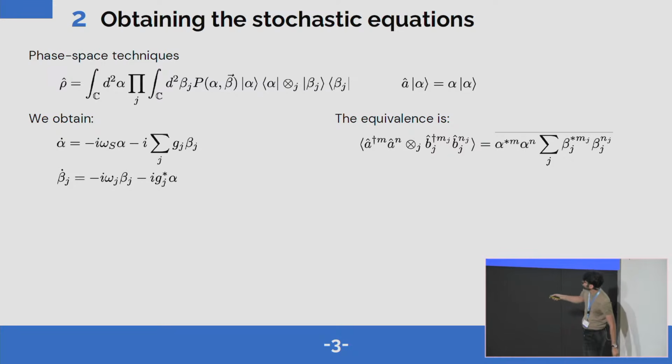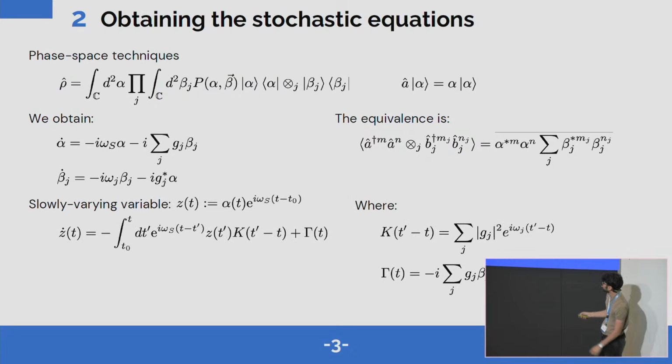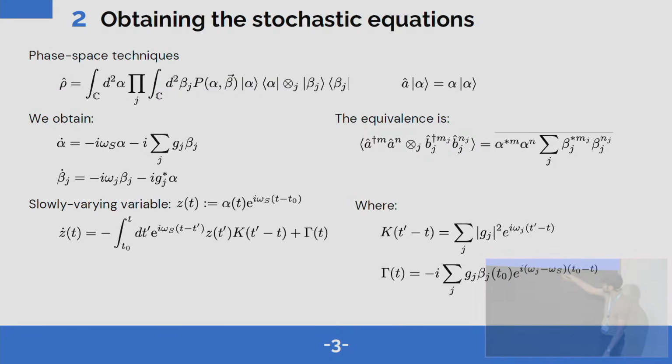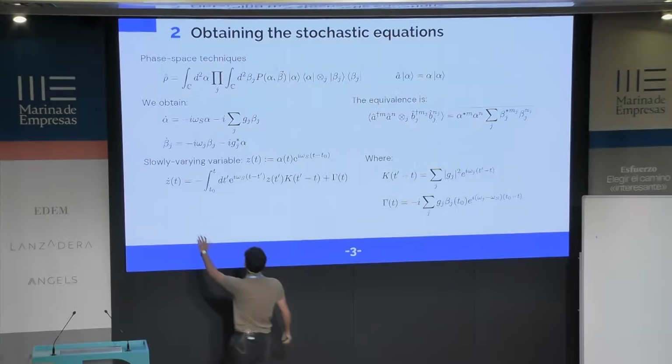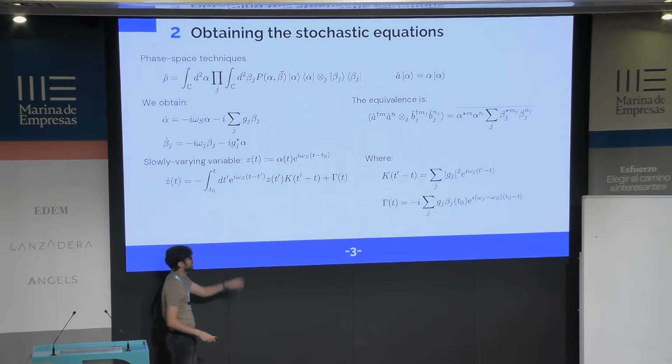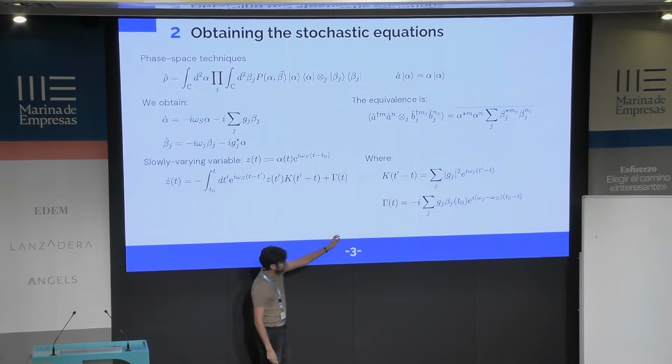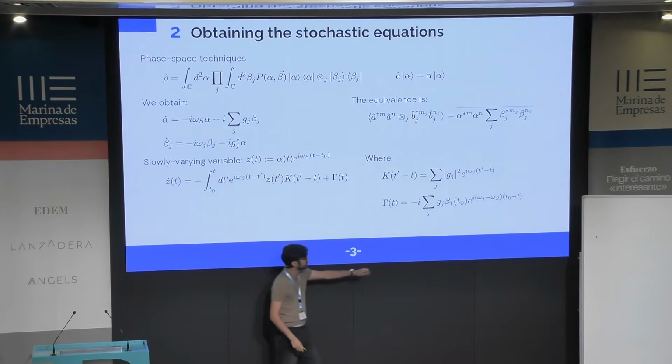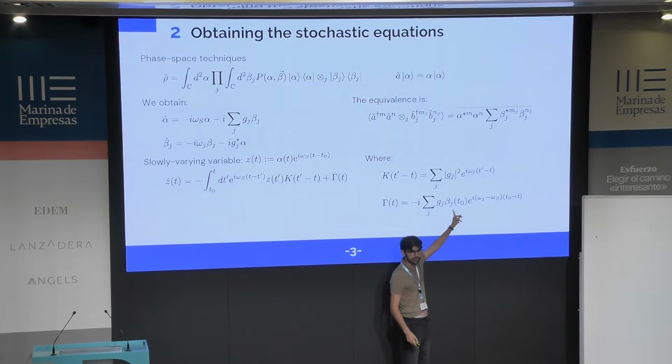So you can see, for example, that the second equation that accounts for the dynamics of the environment can be formally integrated and plugged into the first equation, and after some variable changes, we get to these stochastic Langevin equations for the mode inside the cavity that basically consist of two terms. First, we have this integral over here of an object K, that we call the memory kernel. You see there the explicit expression. And then we have this other term, gamma, with its explicit expression again, and you can see that it depends on the initial state of the environment, all right?